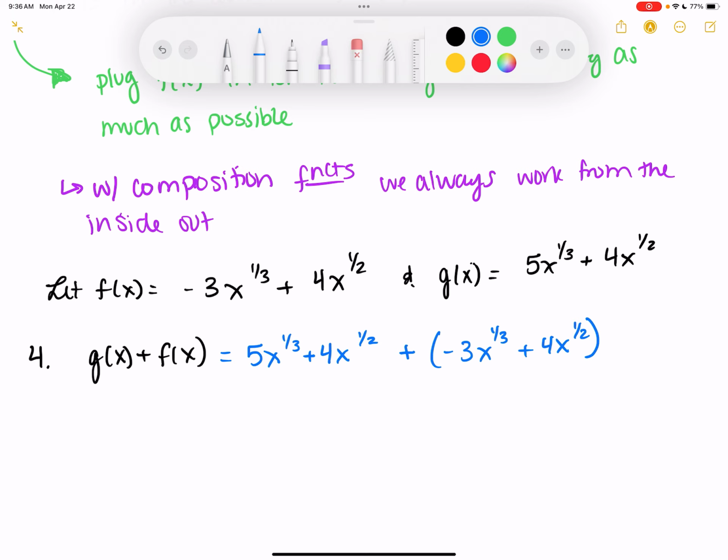I've got 5x^(1/3) minus 3x^(1/3), and that gives me 2x^(1/3). Then I've got 4x^(1/2) plus 4x^(1/2), so that's going to be plus 8x^(1/2).